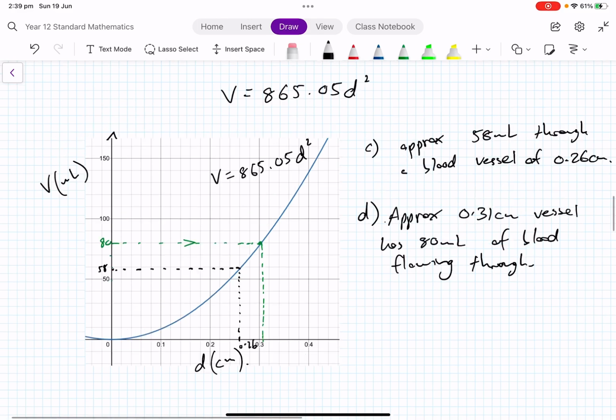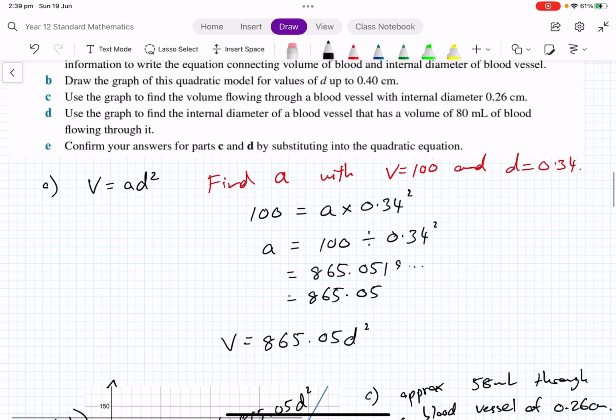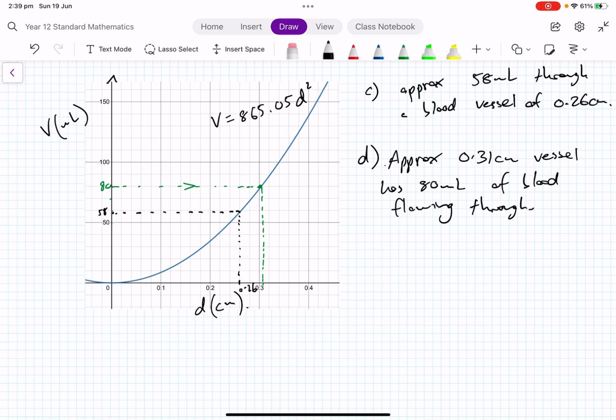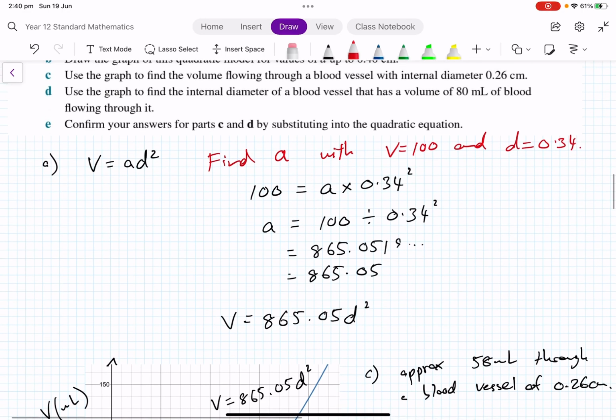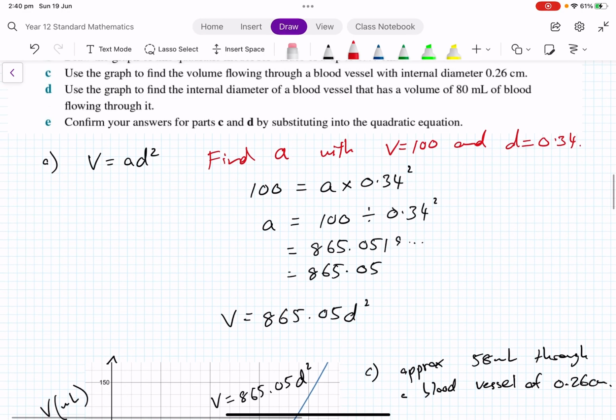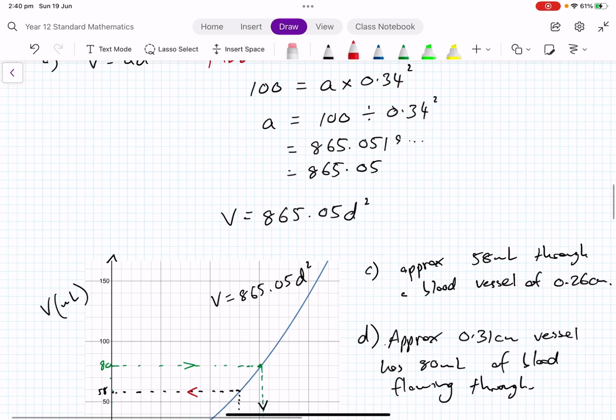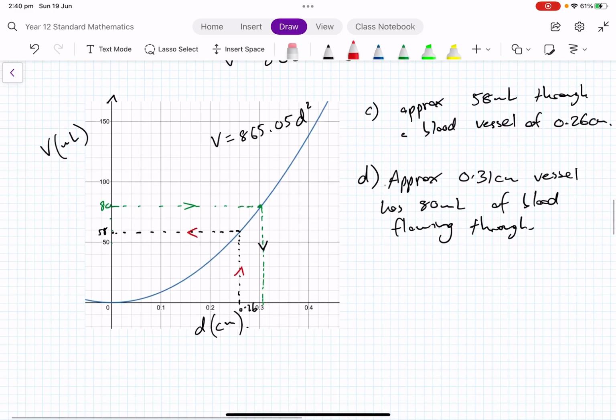All right, so that's that question. We're working off the graph. For this one we go across from 80 and then down. For the other one, we went up from 0.26 and across to read 58. So it depends on which way we want to read it off the graph. Part E: confirm your answers for part C and D by substituting into the quadratic equation.